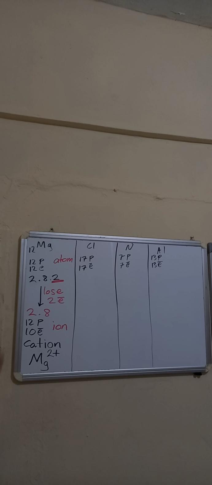So the magnesium atom is just Mg. That's the symbol for magnesium. However, the magnesium ion is Mg2 plus. The 2 plus is telling you that you have 2 additional protons compared to the amount of electrons. So the 12 protons and the 10 electrons mean I have 2 additional protons compared to the amount of electrons.